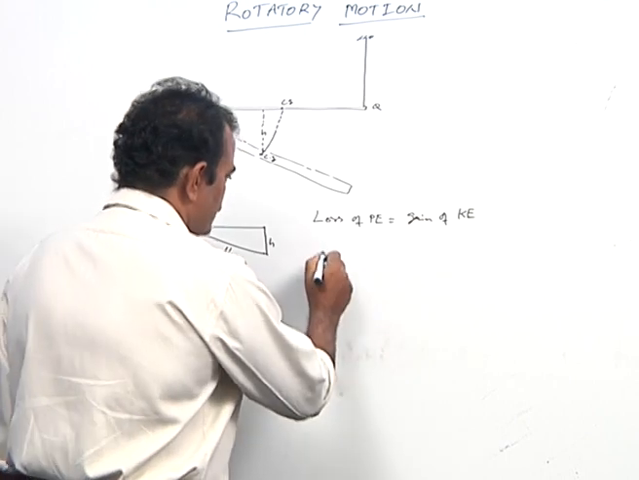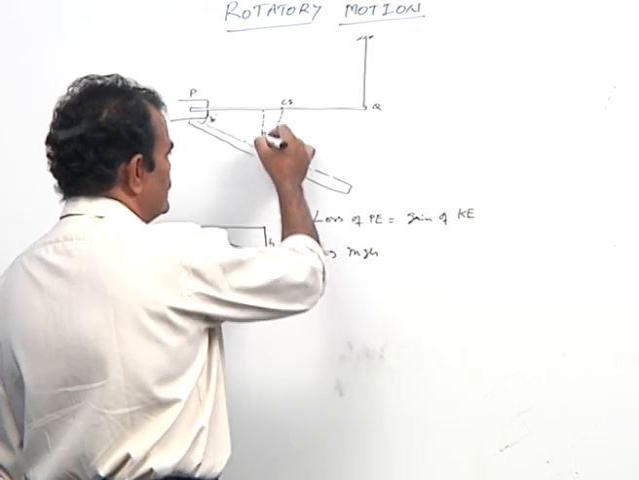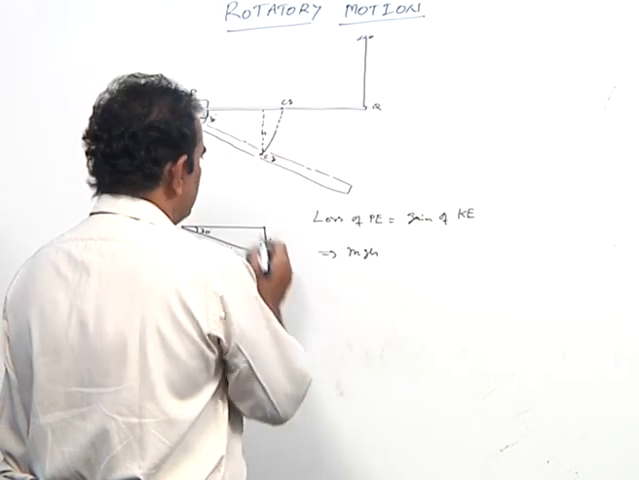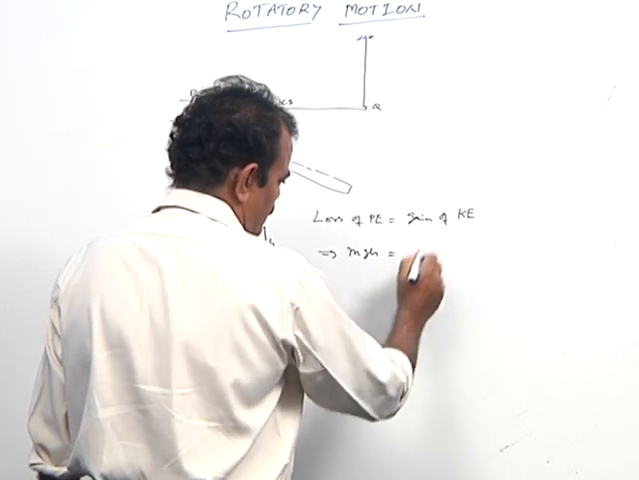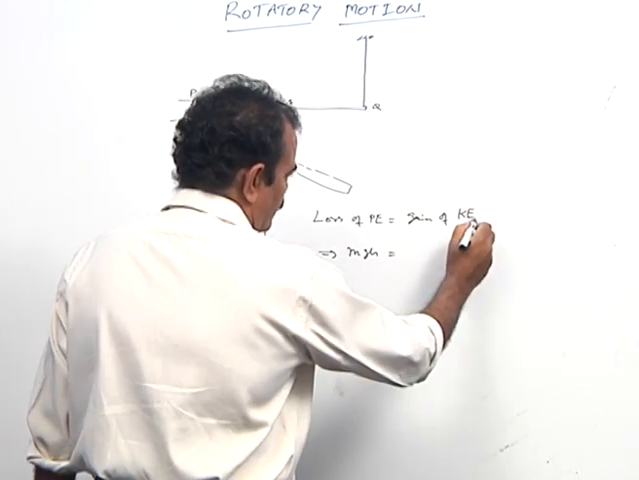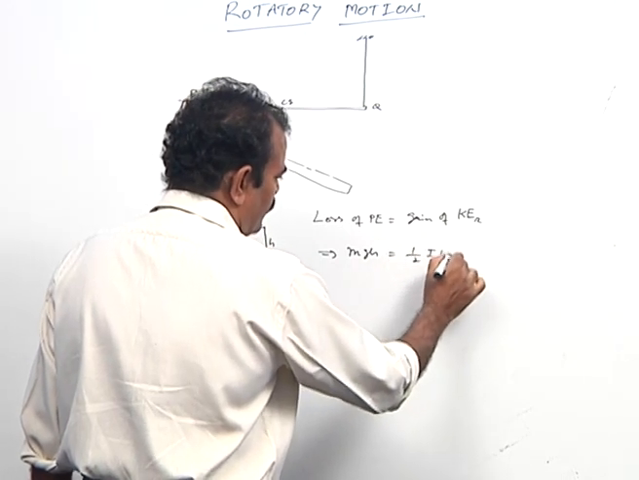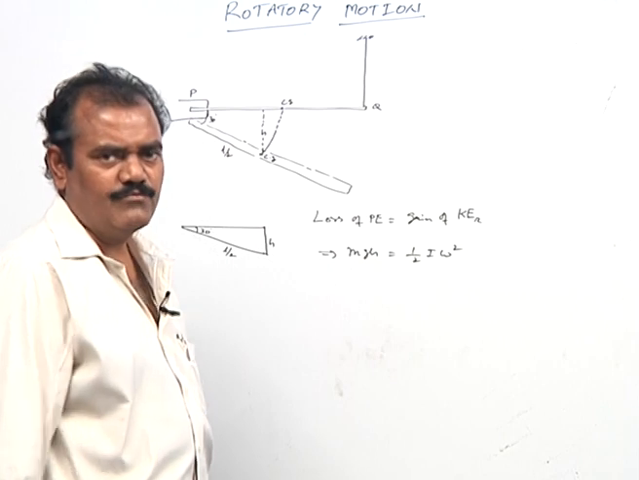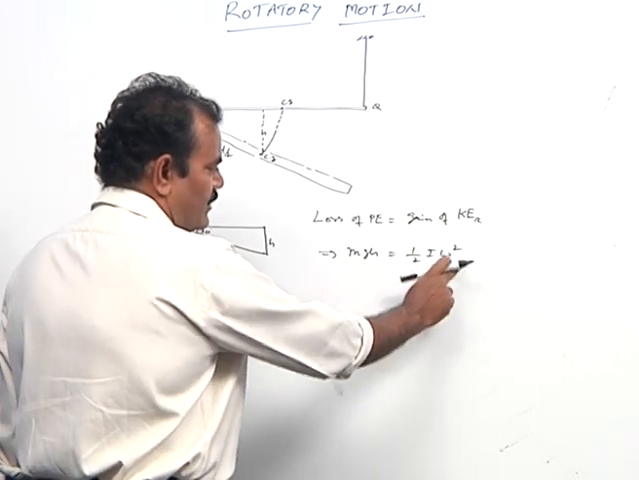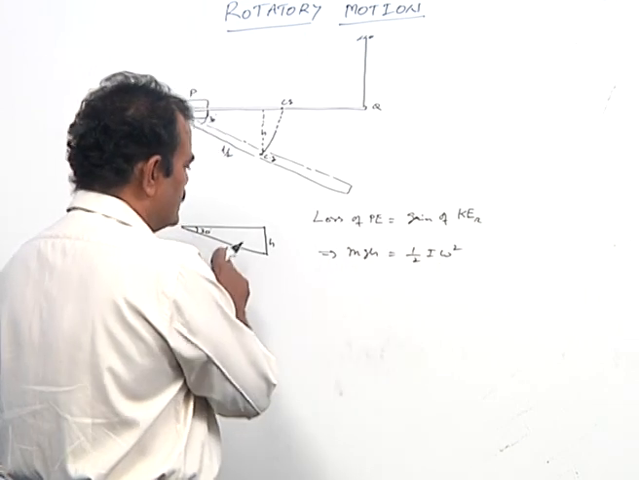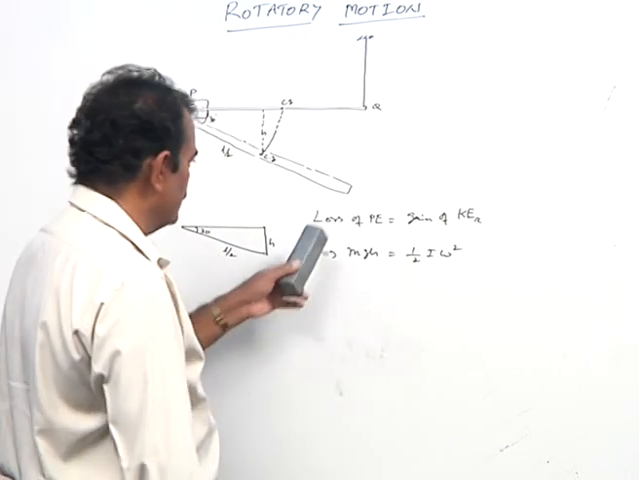Loss of PE is nothing but mgh, because it has lost this much height. So mgh is here. Thereafter the gain of KE, that is rotational kinetic energy, is 1 by 2 I omega square. This is the equation from which we can determine the answer. So mgh is equal to 1 by 2 I omega square, and h is to be determined separately because your answer is given in terms of L only; h is not there.